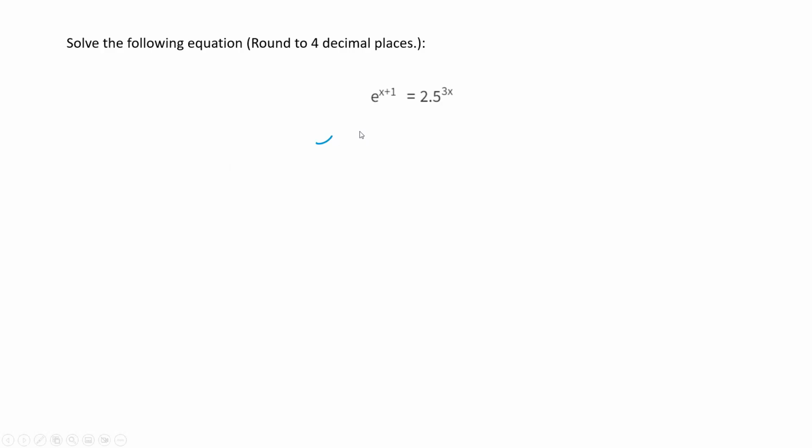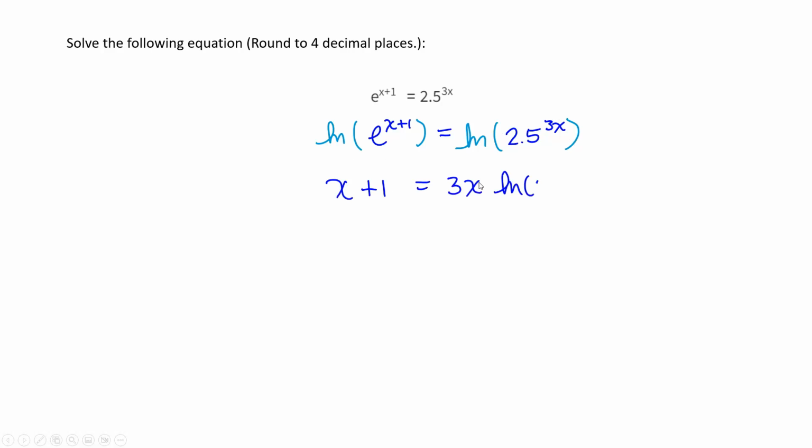So the natural log of e to the x plus 1 is going to equal the natural log of 2.5 to the 3x. In each one of these cases, the exponent would get moved in front and made a multiplication. Here, though, when you do that, you would have x plus 1 times the natural log of e, and that natural log of e would just cancel, so you have the x plus 1. Here, you're going to have the 3x times the natural log of 2.5.